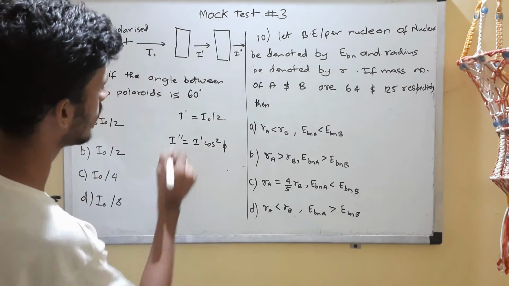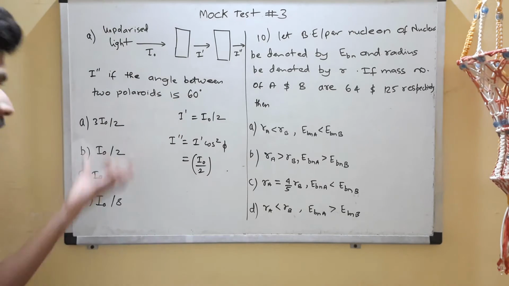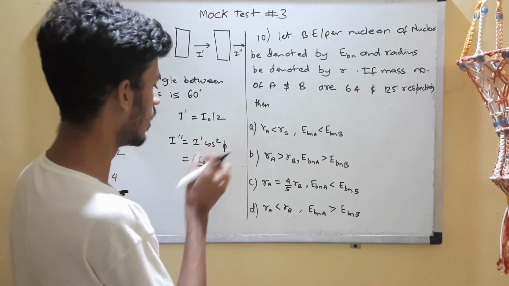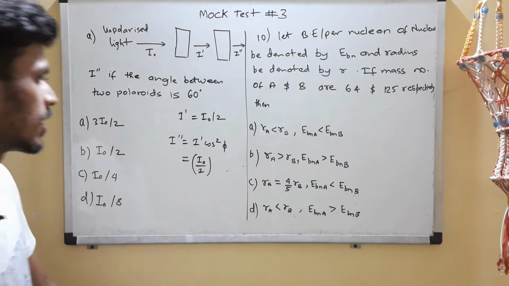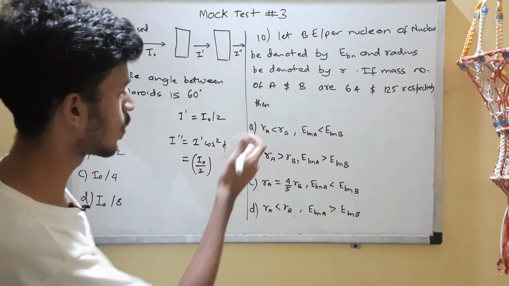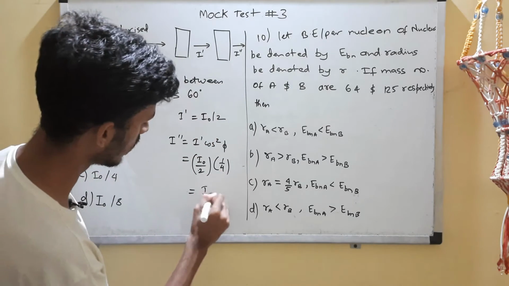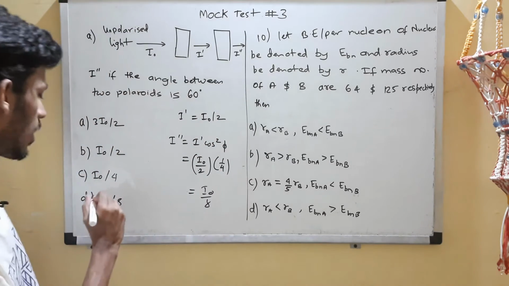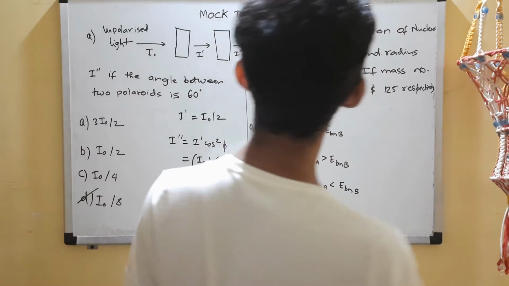Now I dash is nothing but I naught by 2, right? We are supposed to express the answer in terms of I naught. So cos of 60 is half, and half squared will be 1 by 4. And here the answer will be I naught by 8. So option D, I naught by 8, is the correct choice over here. Now let's come to question 10.